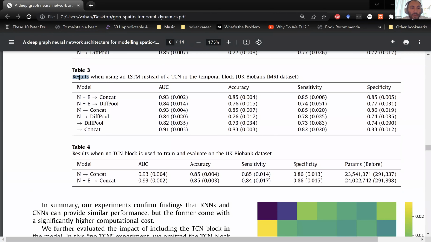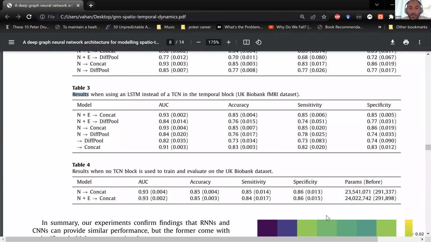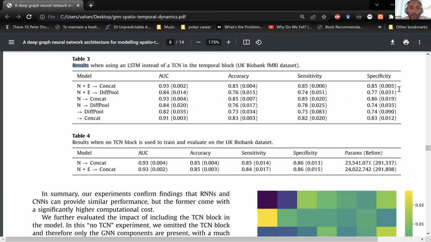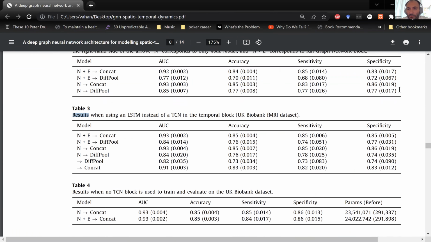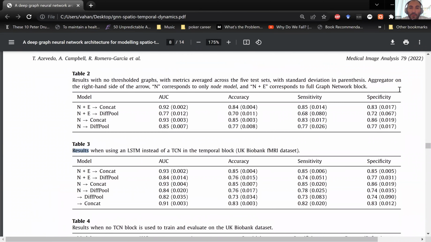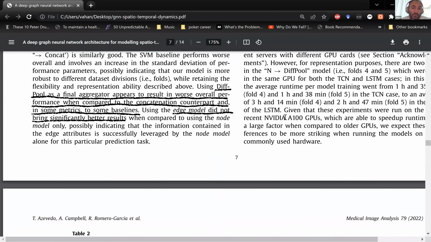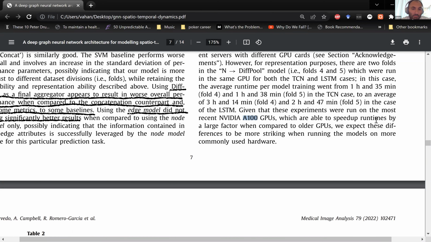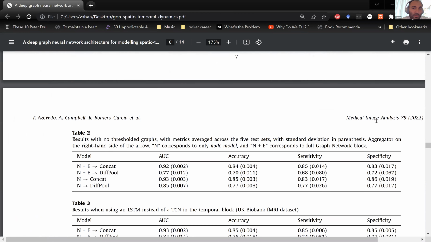The other experiment here is what if we use an LSTM instead of the TCM? Again, very similar metrics, except training time. I think I've highlighted somewhere here, training time is like 4 or 5 times higher. And this is when they use A100 GPUs. I think those are the fastest, most capable GPUs in existence right now. So if you use an LSTM, it just takes much longer to train.